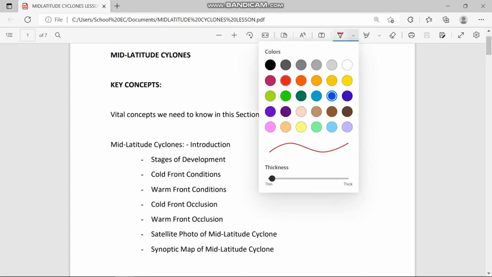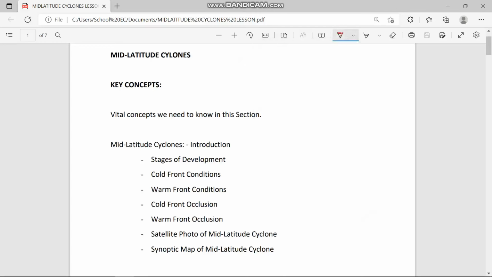The vital concepts that we need to know and discuss today is that I'm going to introduce you again to mid-latitude cyclones and discuss the stages of development of the mid-latitude cyclones. The stages, as you know, are the initial stage, the mature stage, and the occluded stage, whereby the cold front takes over the warm front, and so on.